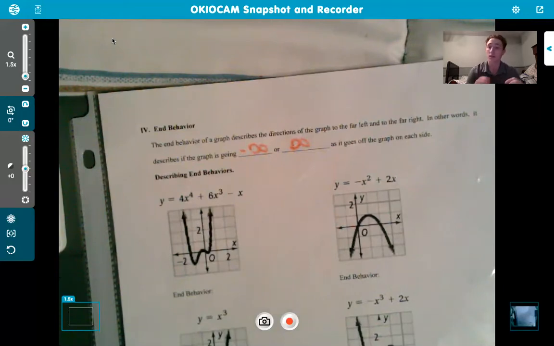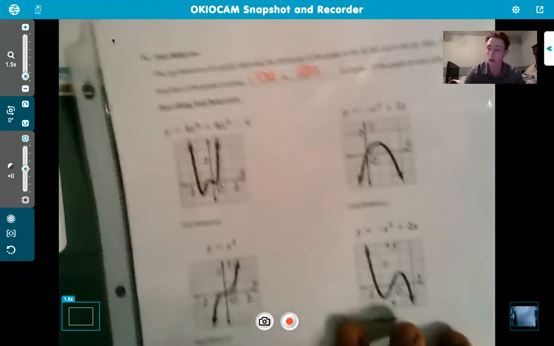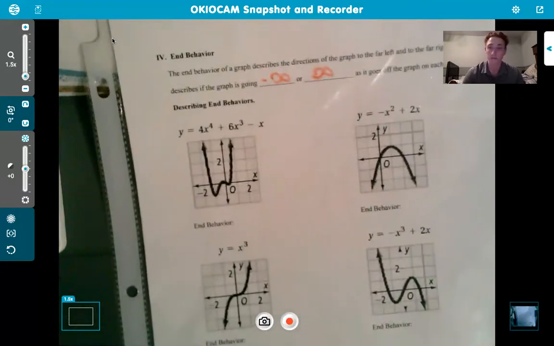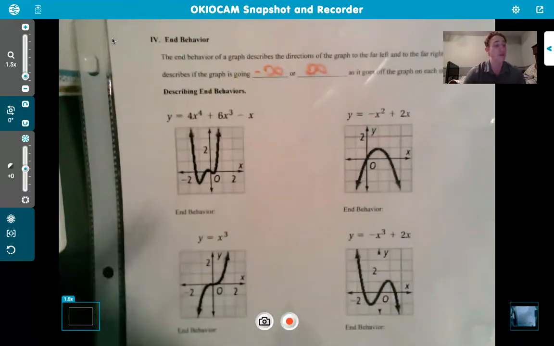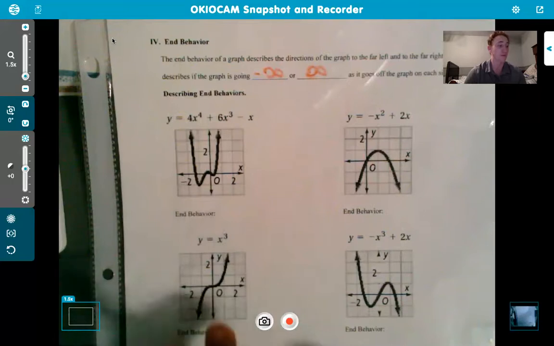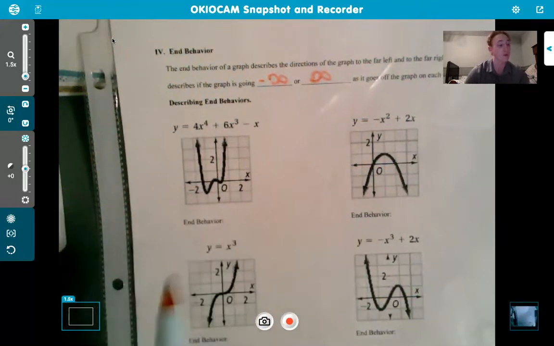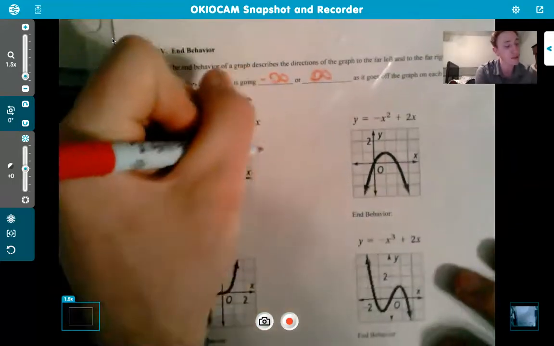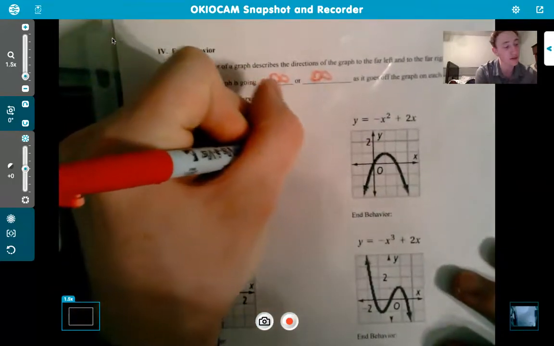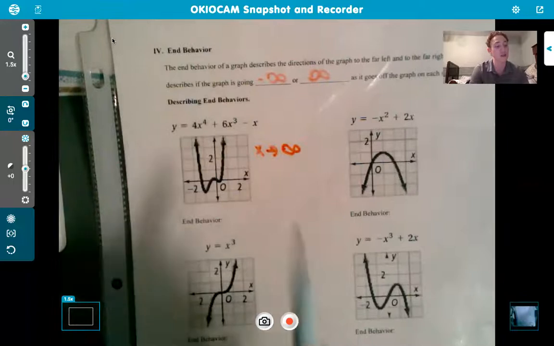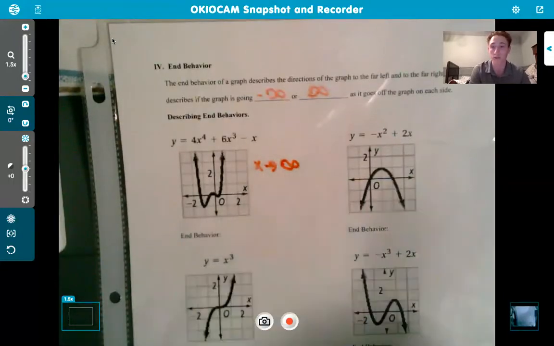The way that we do that is to just look at an equation. We're going to go through some examples, but let's take a look at some of the possible outcomes that we might have. When we're describing end behavior, we might have an equation like this: 4x to the fourth plus 6x cubed minus x. What we're going to be able to do is say, as x approaches infinity, that's the notation that we're going to use, so x going to infinity.